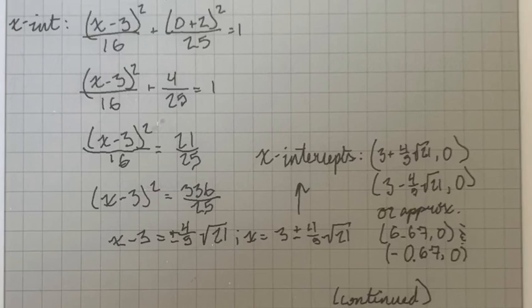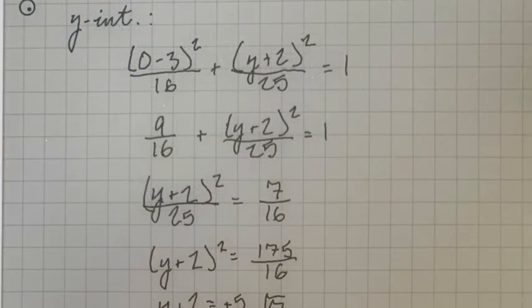So the last things we need to find before we can create a finished graph of this ellipse are the x and y intercepts. To find the x-intercepts, we take the standard form equation we solved for earlier and we set y equal to 0 and then solve for x. When we do this, we get the values 3 plus 4/5 square root of 21 and 3 minus 4/5 square root of 21. So our x-intercepts are at 3 plus 4/5 square root 21 comma 0 and 3 minus 4/5 square root 21 comma 0, which for graphing purposes is approximately 6.670 and -0.670.